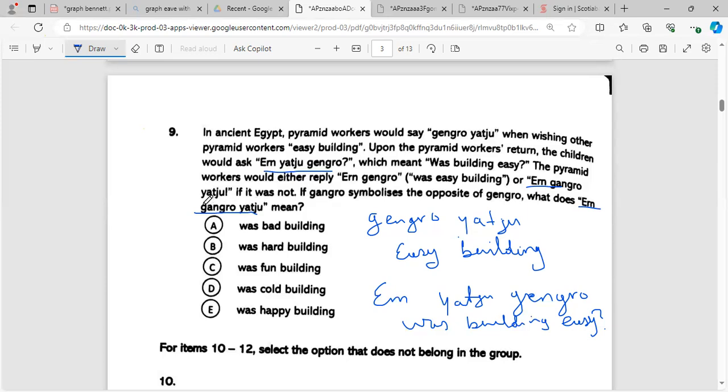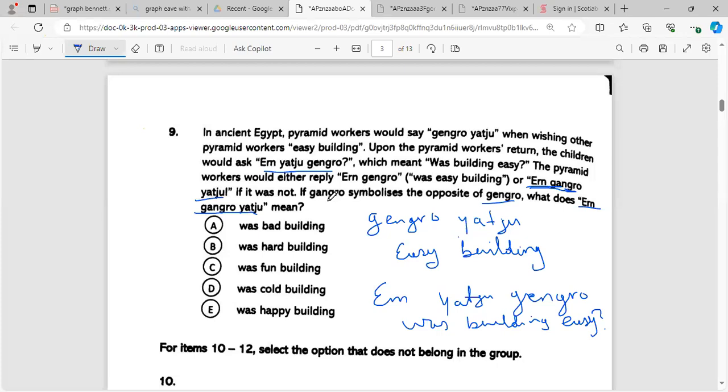So, sir, the answer we're looking for is the opposite of Gengu. So just check out the opposite. Yeah, see it here, guys, I see it too. If it was not, right? So if it's not easy, that means they did hard.